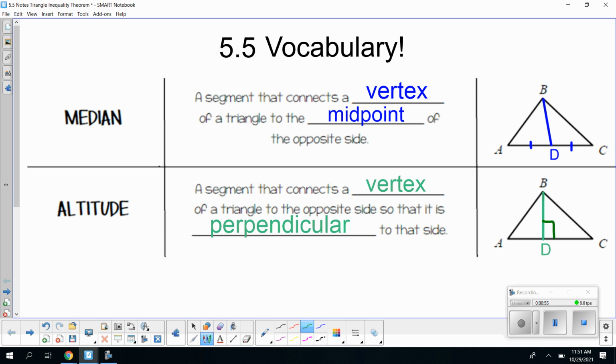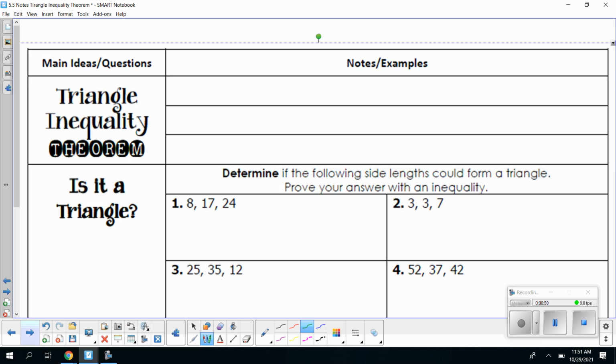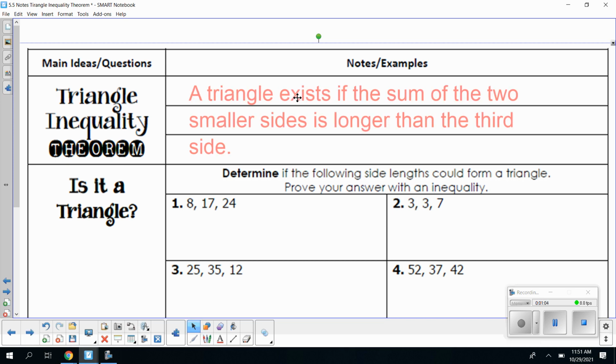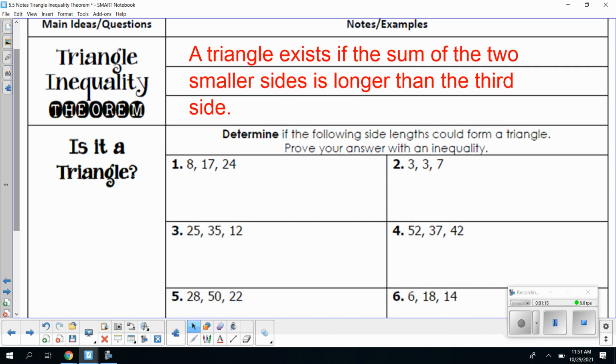All right, let's take a look at page 6 of our notes. And let's talk about the triangle inequality theorem. The triangle inequality theorem states that a triangle exists if the sum of the two smaller sides is longer or larger than the third side. So let's take a look at some examples so you know what we're talking about here.